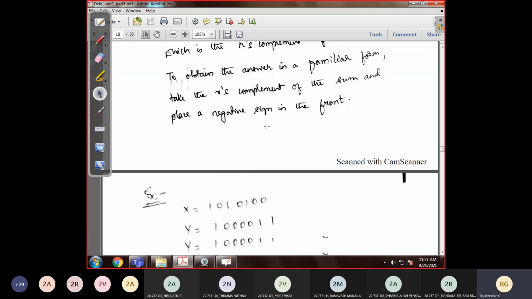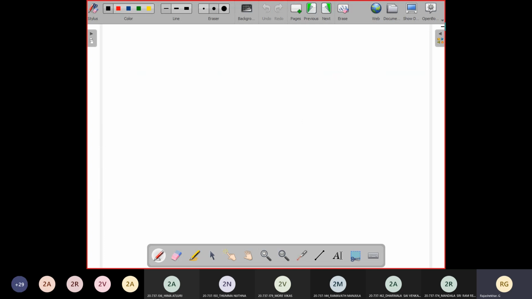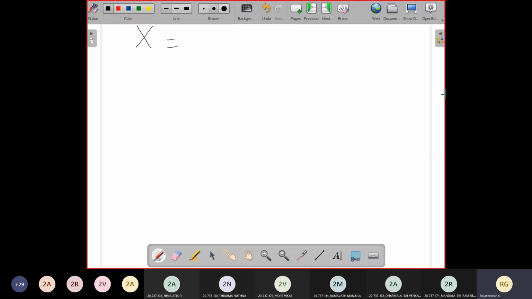So here we will take a small example and try to understand using binary. So let us subtract 2 binary numbers. So the first number is given as x equals 101 0100. X is given as 101 0100, right? 0100.